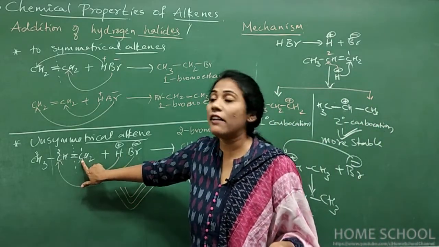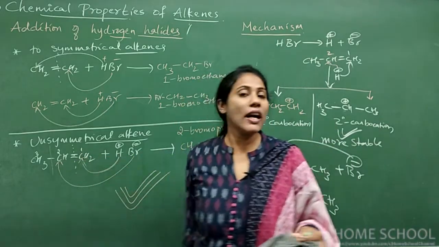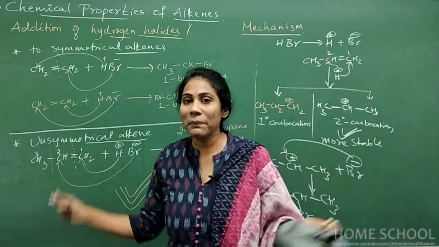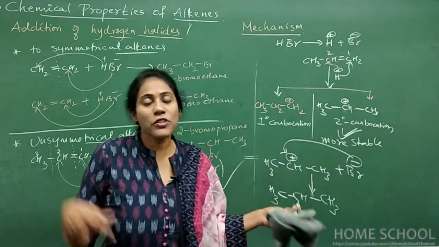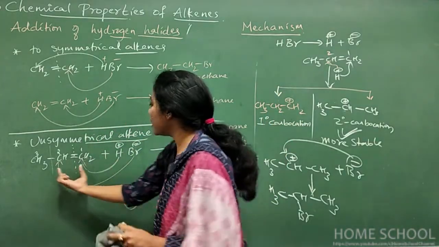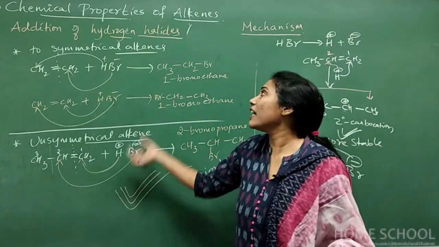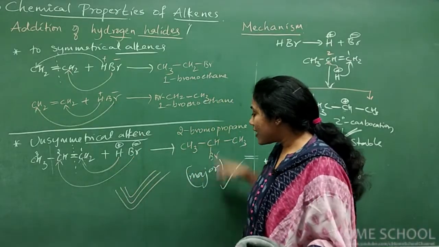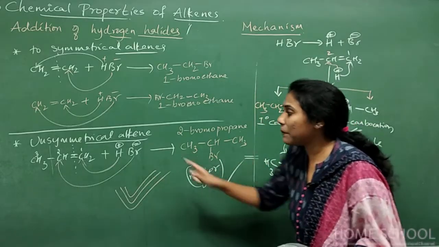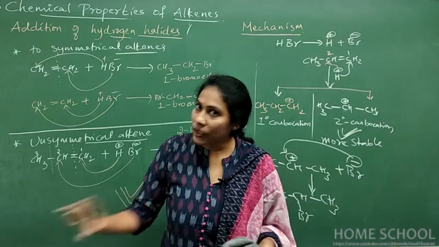So in short, instead of guessing the whole mechanism, the simple way to remember is: the positive part is always added to the carbon having more number of hydrogens, and the negative part is always added to the carbon having fewer hydrogens. This is the shortest way of remembering how to write a product. They'll ask you to predict the product. They'll give you some unsymmetrical alkene and HBr or HCl or HI, and ask you what product you will get. You should always write the product according to Markovnikov's rule only.